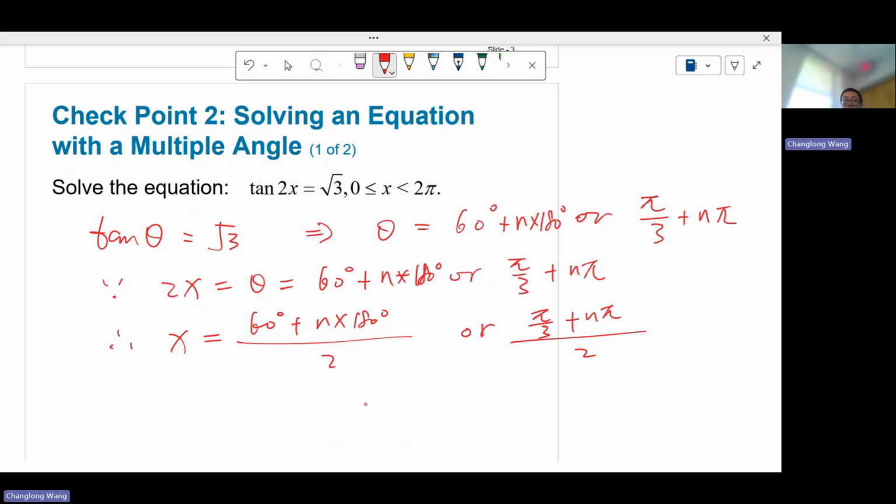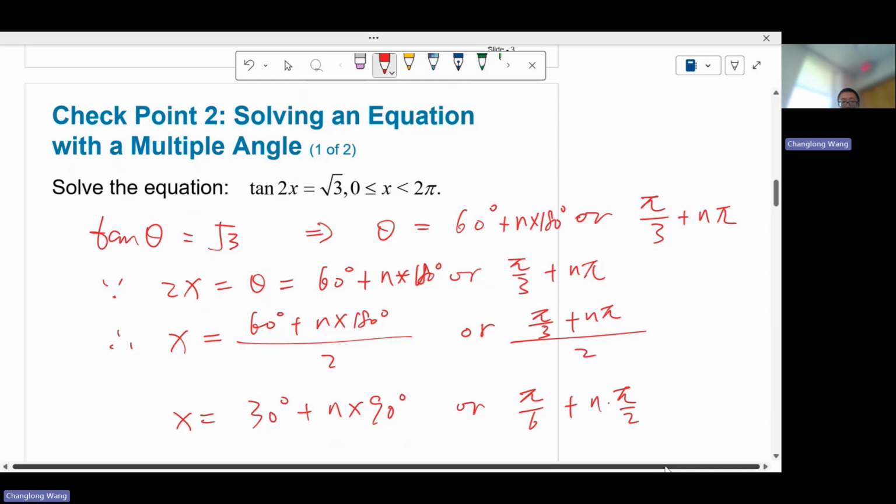But if you could, please do not write it like that. Simplify it. So say it's 30, just split the fraction, plus n times 90 degrees. Or this is going to be pi over 6 plus n times pi over 2. Is it okay to write it in a slightly prettier form? If you seriously want to leave it like that on the test, I'll still give you credit, but this is more conventional.